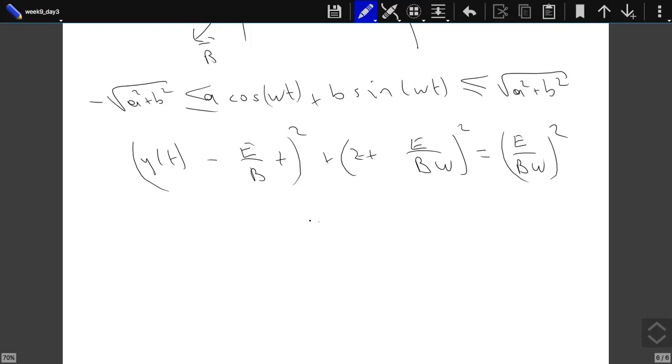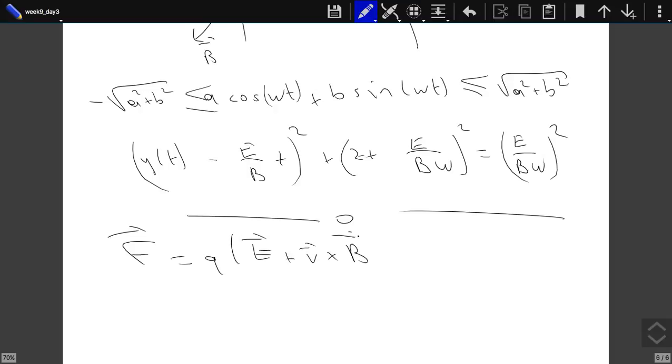Okay, let me close today's lecture by a question for you. So this is the force acting on a charged object in an electric and magnetic field.